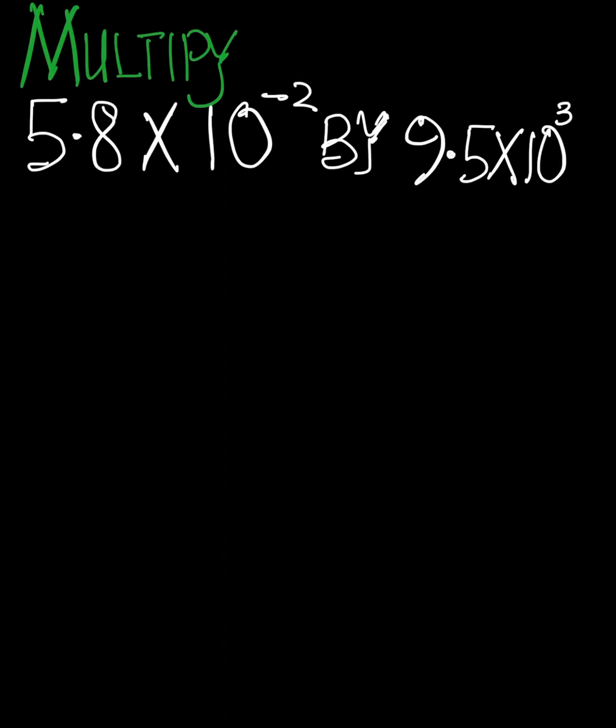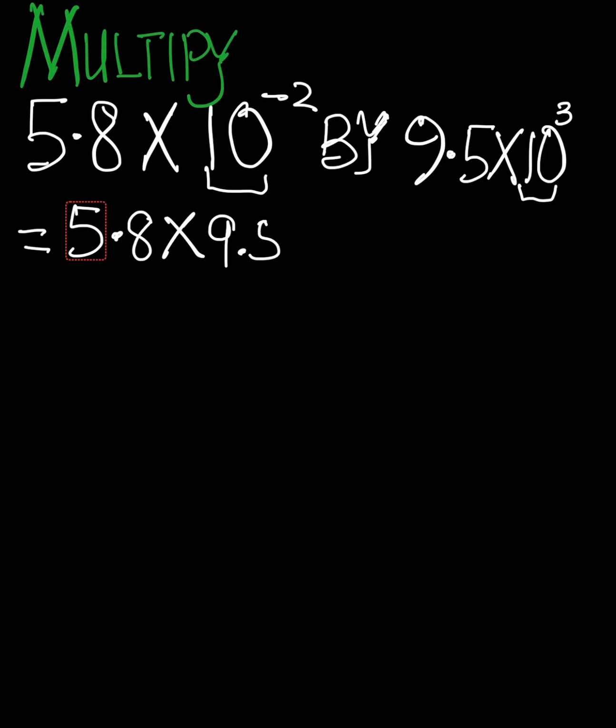In today's video, we've been asked to multiply 5.8 times 10 to the power negative 2 by 9.5 multiplied by 10 to the power of 3. Now, I think the first thing we should do is arrange the things that look similar. So this and this should come together. And then the decimals should also be put together. So 5.8 times 9.5 times 10 to the power negative 2 times 10 to the power of 3.